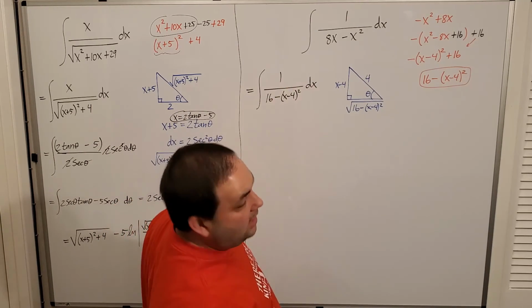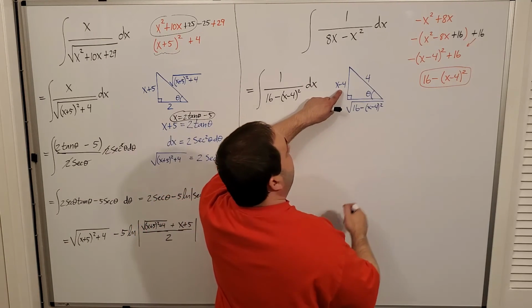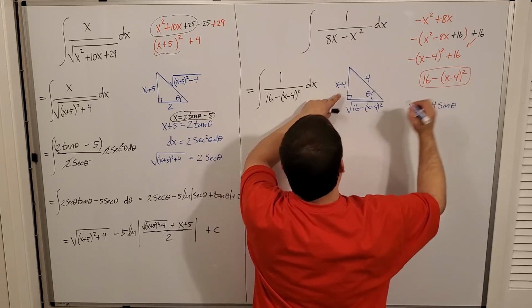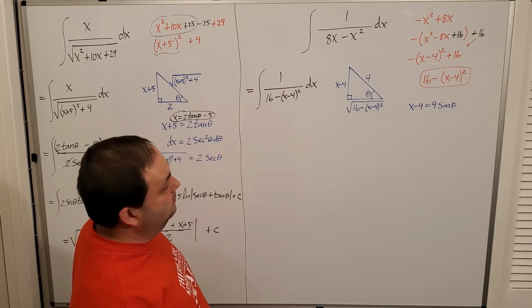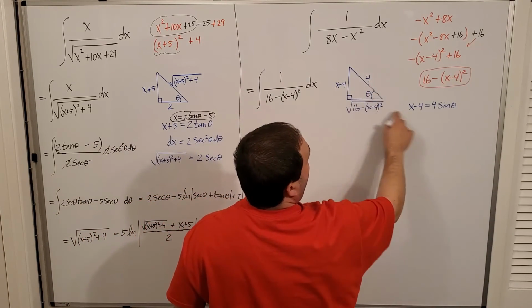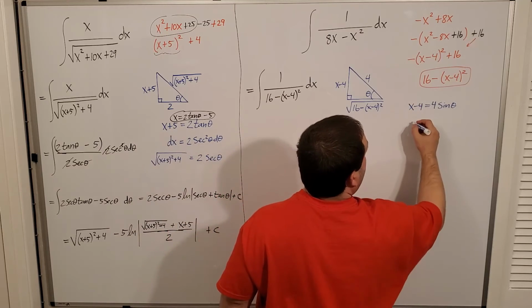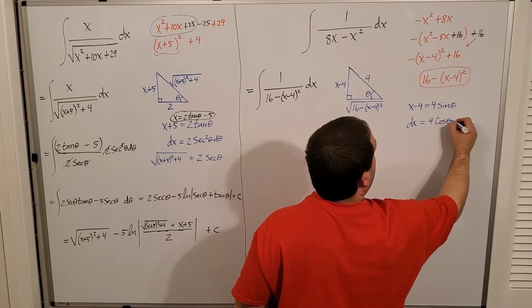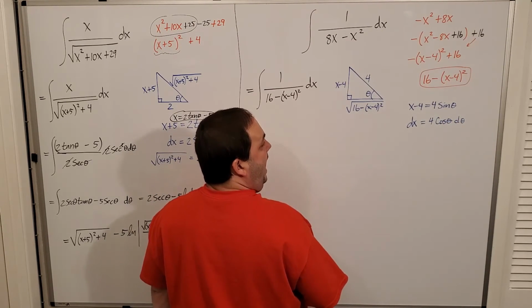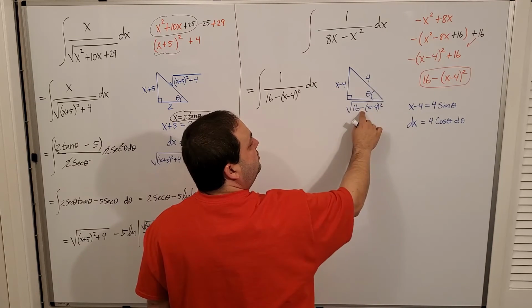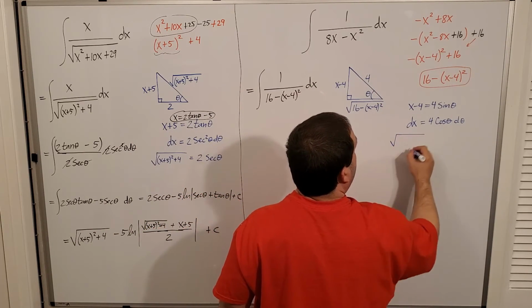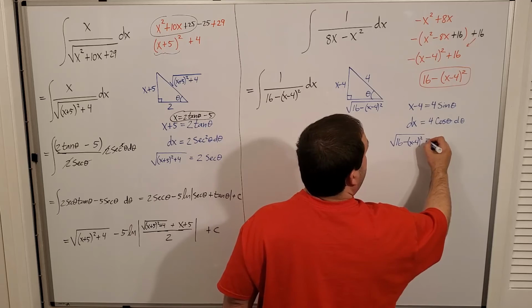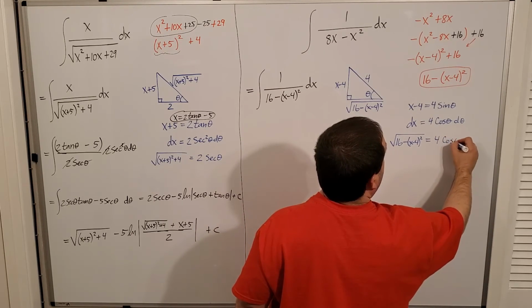Okay, so let's continue setting up the substitution. That means that x minus 4 is equal to 4 sine theta, right, because opposite over hypotenuse is sine. The derivative here, dx, is then equal to 4 cosine theta d theta. And adjacent over hypotenuse, I can say that the square root of 16 minus (x minus 4) squared is equal to 4 cosine theta.